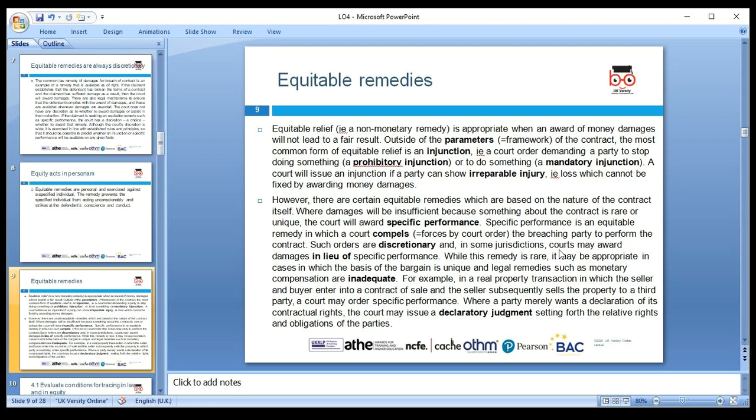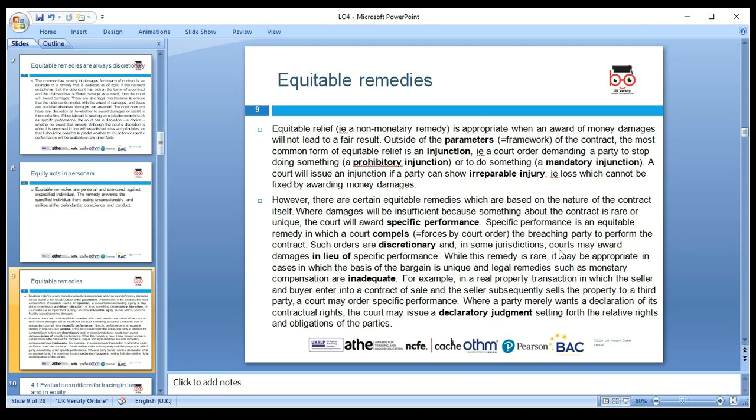Outside of the contract framework, the most common form of equitable relief is the injunction. It is a court order demanding a party to stop doing something, a prohibitory injunction, or to do something, a mandatory injunction. So it can be prohibitory or mandatory. A court will issue an injunction if the party can show irreparable injury or loss which cannot be fixed by awarding money damages. Like somebody's broken legs, money cannot repair everything. The time that has passed, you can't go back to that point in your life.